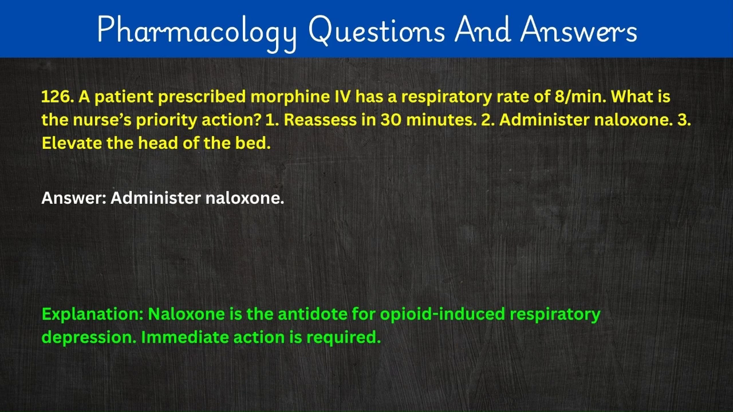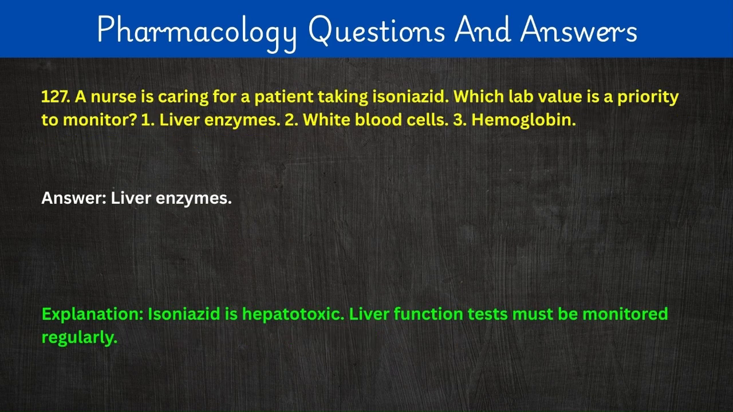126. A patient prescribed morphine has a respiratory rate of 8 per minute. What is the nurse's priority action? 1. Reassess in 30 minutes. 2. Administer naloxone. 3. Elevate the head of the bed. Answer: administer naloxone. Explanation: naloxone is the antidote for opioid-induced respiratory depression. Immediate action is required.